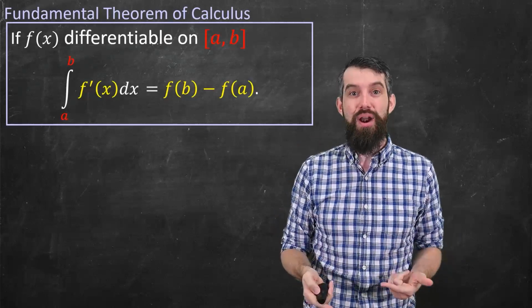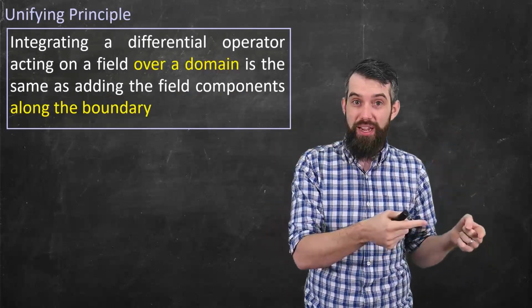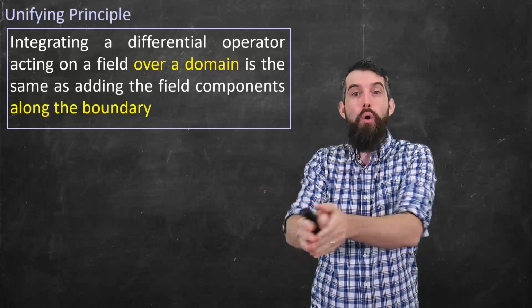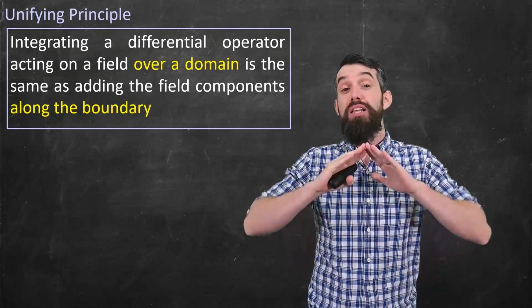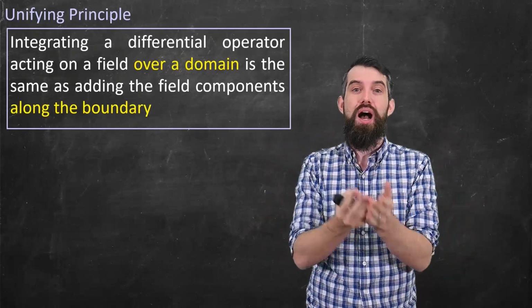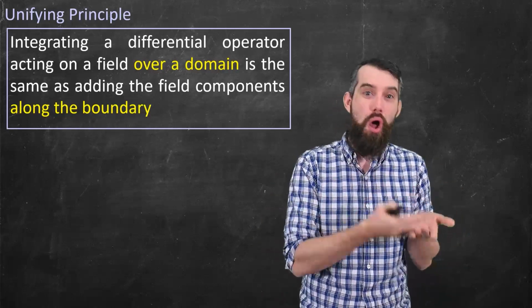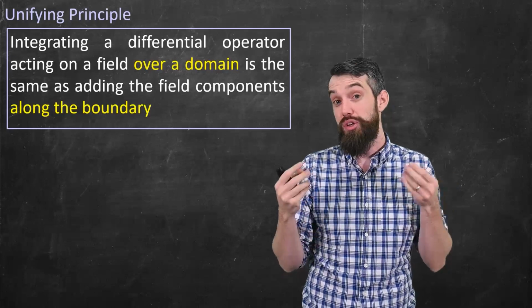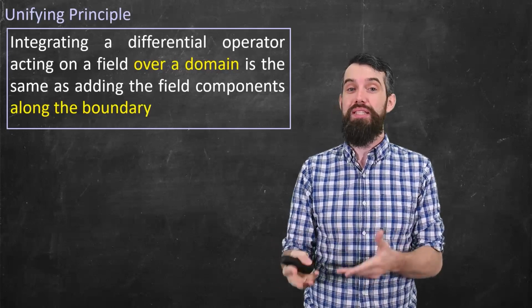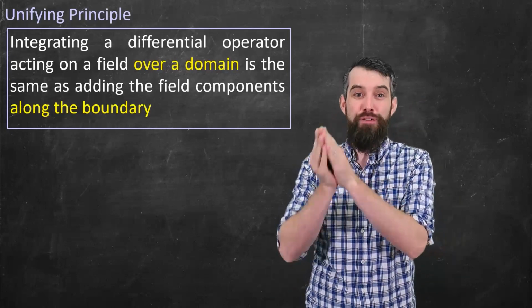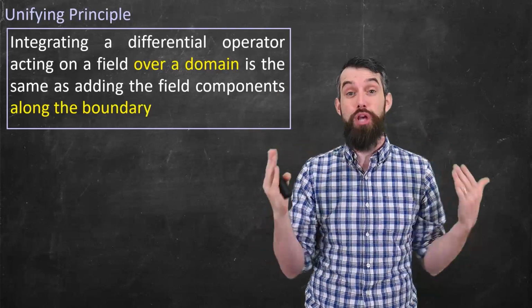So putting this all together, I'm going to write down a unifying principle, which says if I'm going to be integrating a differential operator over the entire domain, then this adds up to a measurement just along the boundary of that domain. Exactly how you interpret this sentence depends on the context. As we've seen, there are a few different ways to interpret this depending on what kind of object we're talking about. But the basic idea was always this idea of adding up a differential operator over the entire domain gives us some information about just the boundary.